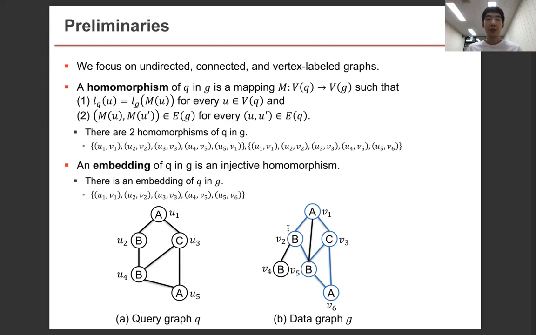A homomorphism is similar to an embedding. The difference is that the mapping does not have to be injective. So it is okay if two vertices U1 and U5 are mapped to one vertex V1. Therefore, this subgraph is also a homomorphism.